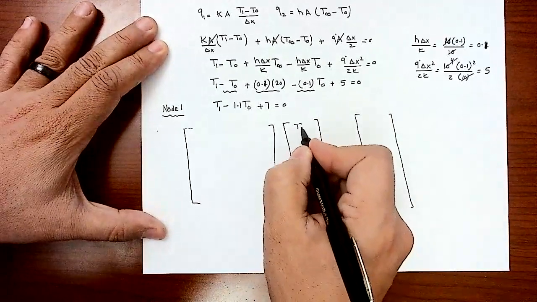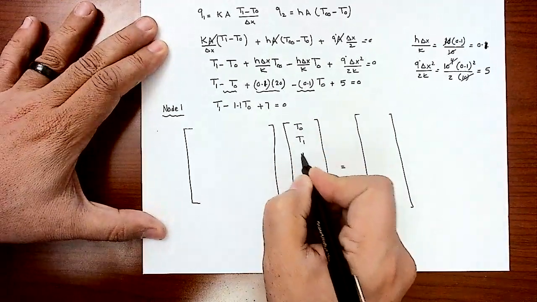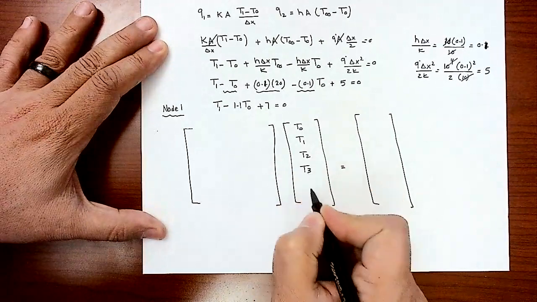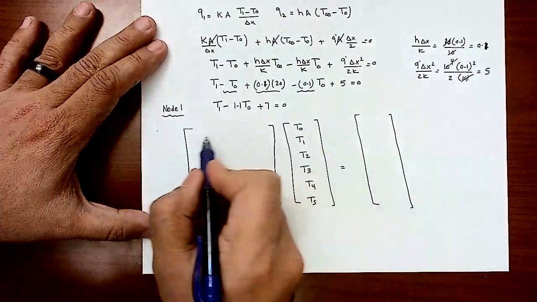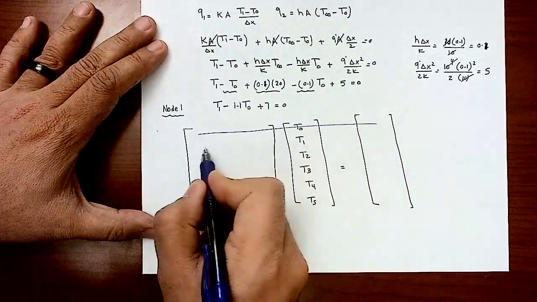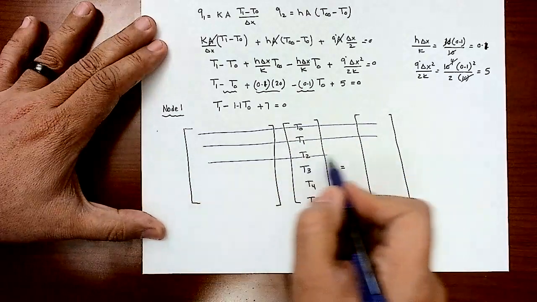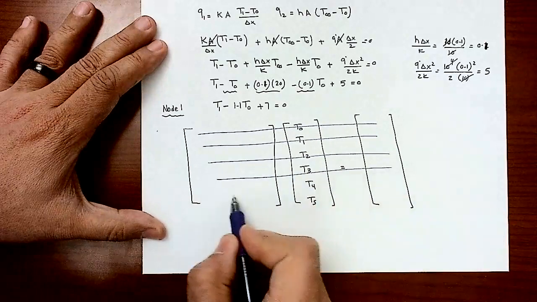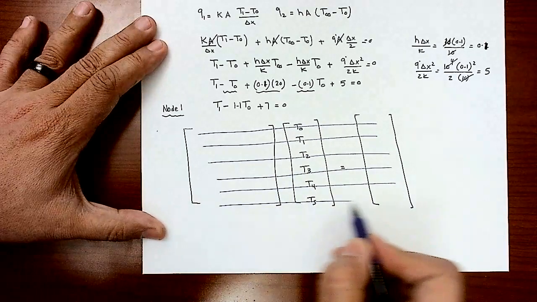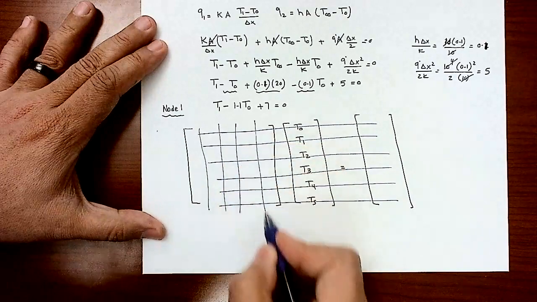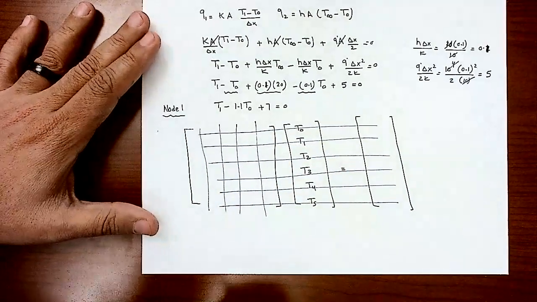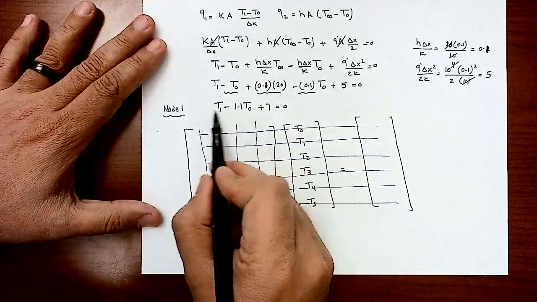So I have T node, T1, T2, T3, T4, T5, and just to make myself a little bit arranged here, so I don't mess up the alignment between the numbers. Okay, just a little bit of organization here. So let's take node number 1 equation.